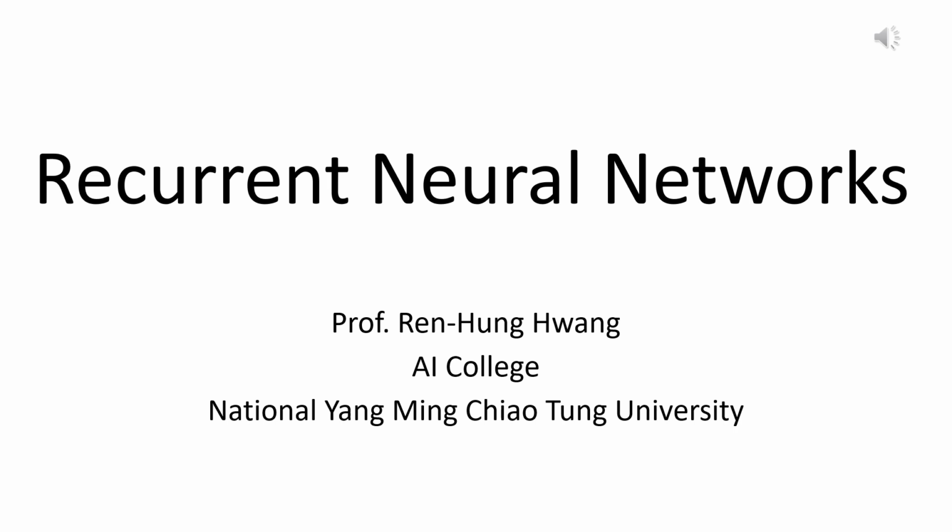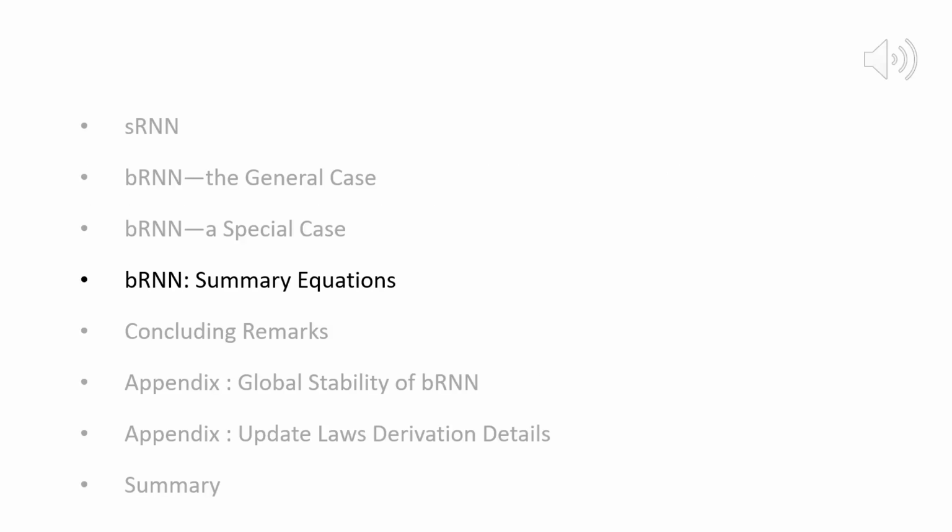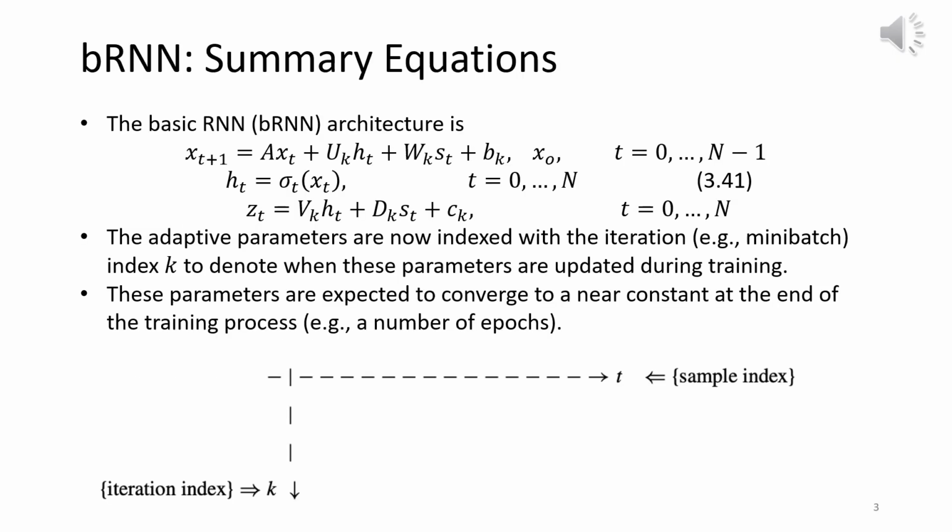Chapter 3 of the Recurrent Neural Networks course. Section 3.4, Summary Equations of the Basic Recurrent Neural Networks. Let us summarize the set of equations to be used in computations.